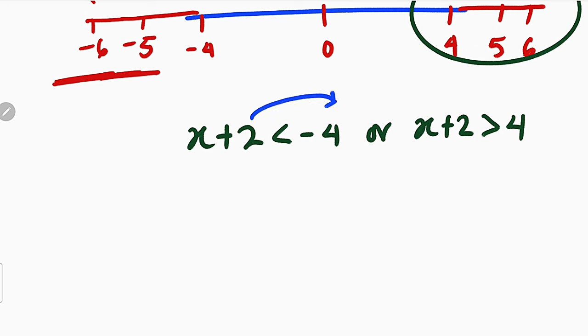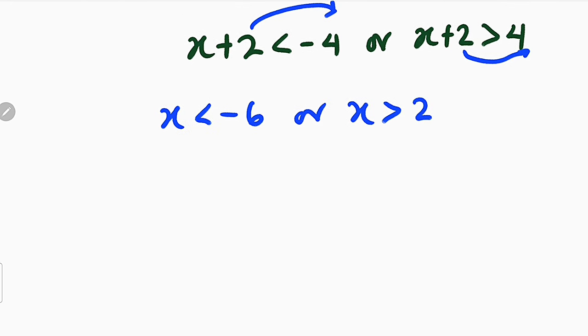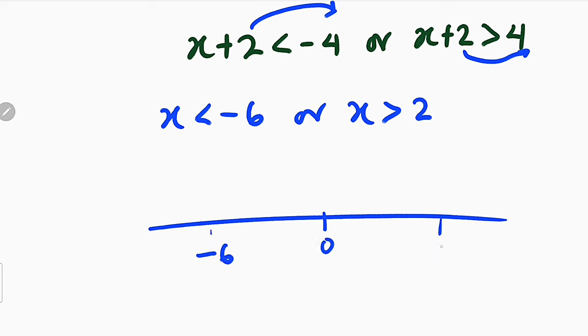Taking this one to the other side, it becomes negative. So we have x less than negative 4, negative 2 is negative 6. And taking this one to the other side, it becomes negative 4 minus 2 is 2. So we have x greater than 2. So on the number line, we can represent this information. This is 0, this is negative 6, and this is positive 2. So we are talking about where x is greater than 2. You see that here? Where x is less than negative 6, we have it right here.